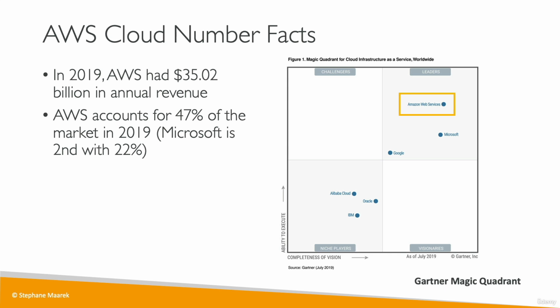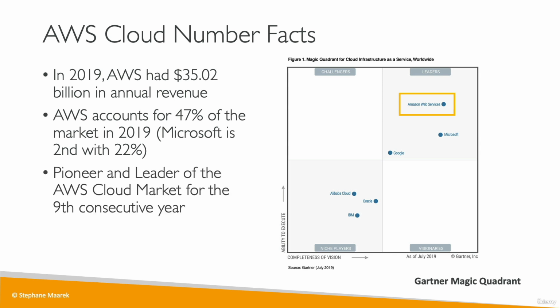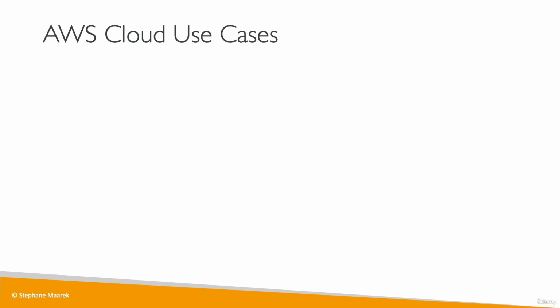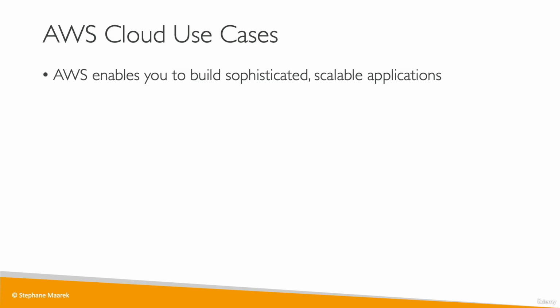So by learning AWS, you are learning a tool that is widely used. It is a pioneer and leader of the AWS cloud market for the 9th consecutive year, and it has over 1 million active users. So what can you build on AWS? Well, pretty much everything. AWS will enable you to build sophisticated and scalable applications, and they are applicable to a diverse set of industries.